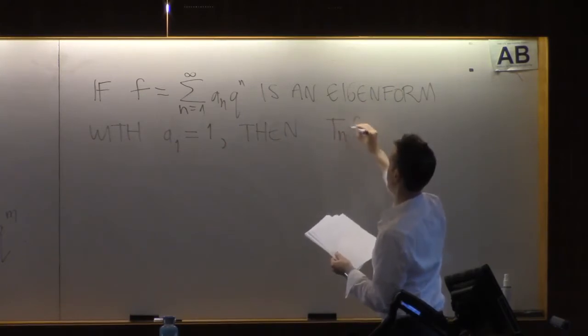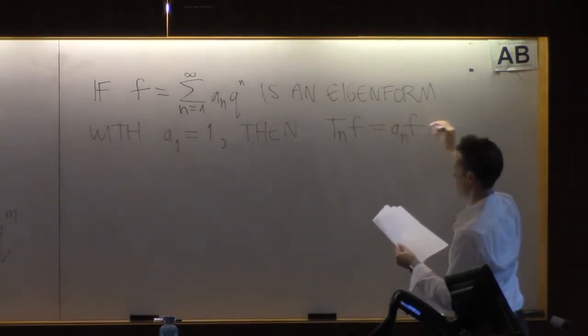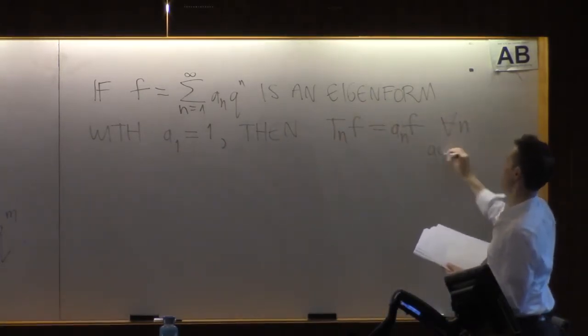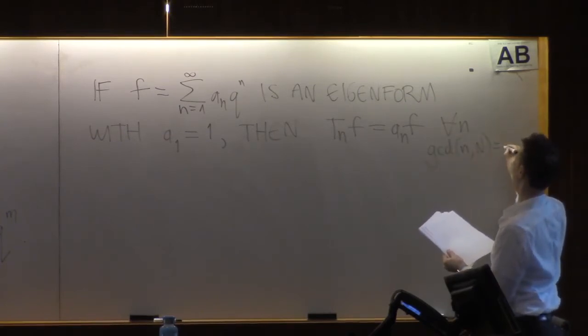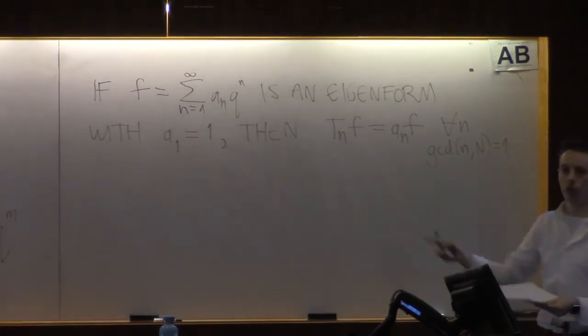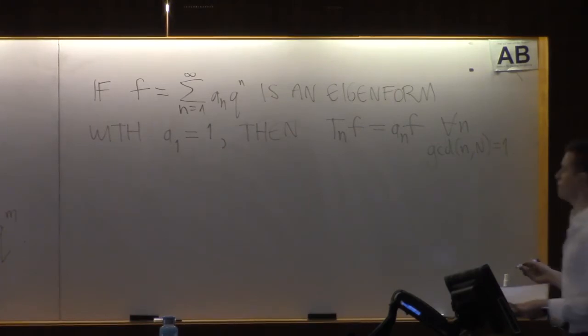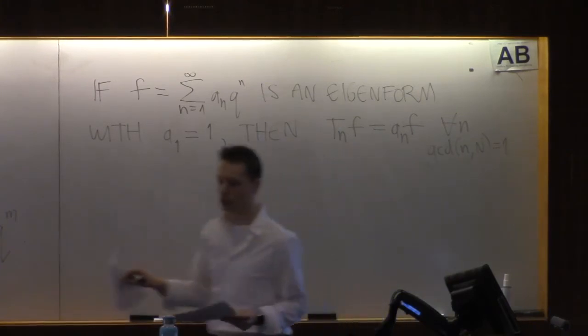Then your Tn of f is An of f, for all n, still with this condition, GCD n equals 1. So that follows from the formula that we just wrote down. I think what I've given you is enough to verify a lot of these properties yourself.